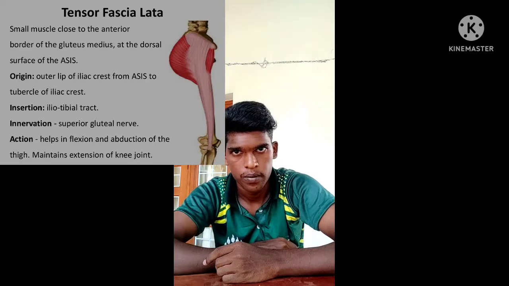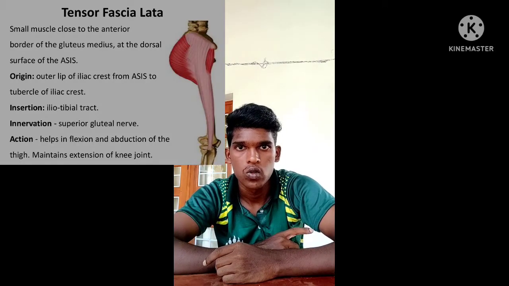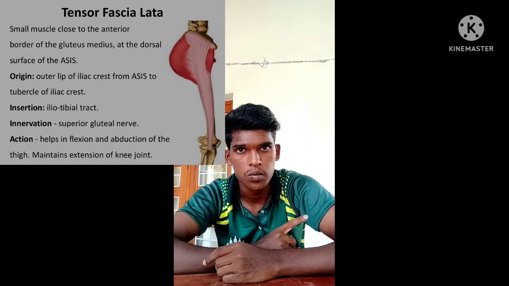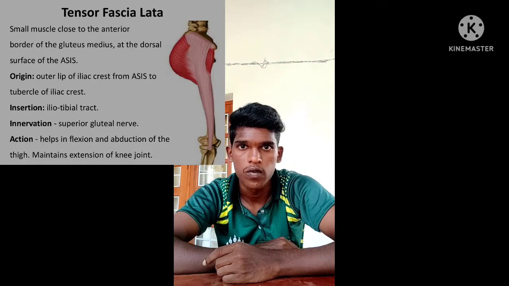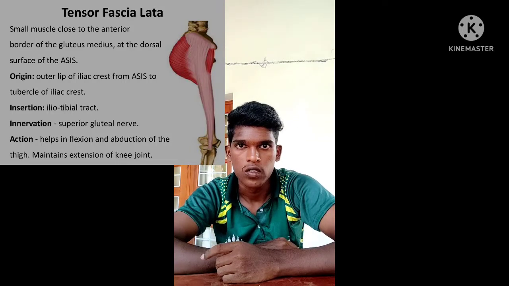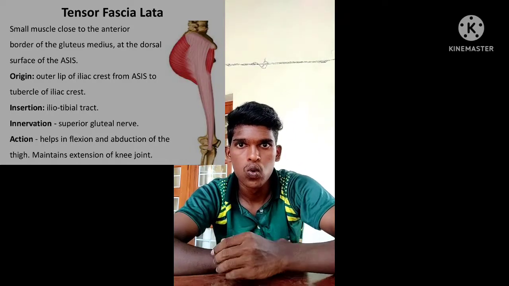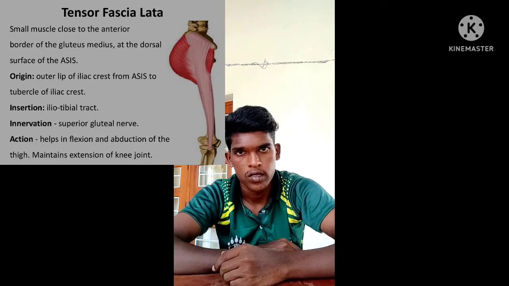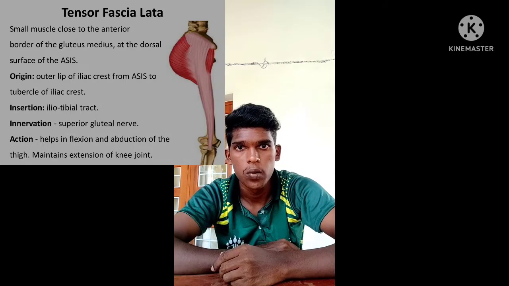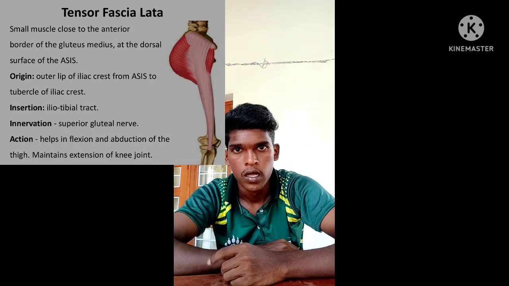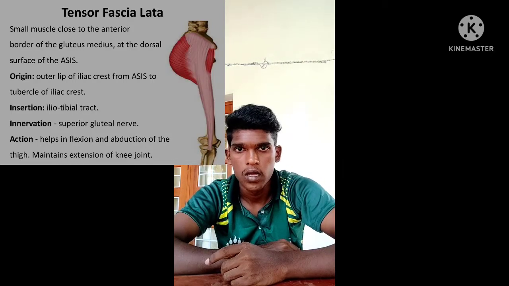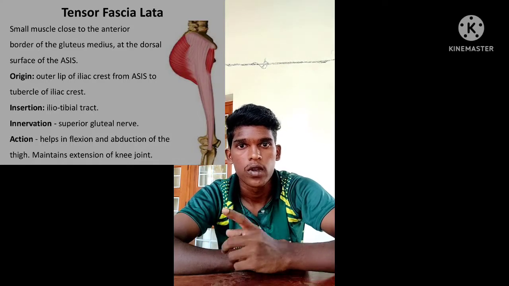Now let's see the next one, that is tensor fasciae latae. That is a small muscle close to the anterior border of the gluteus medius at the dorsal surface of the ASIS. The origin is the outer lip of the iliac crest from ASIS to the tubercle of the iliac crest. The insertion is the iliotibial tract. The innervation is the superior gluteal nerve. The action is that it helps in flexion and abduction of the thigh and maintains extension of the knee joint.